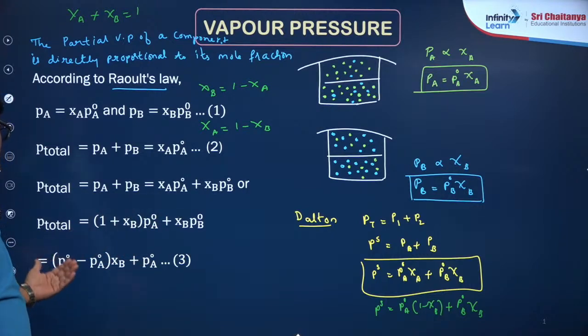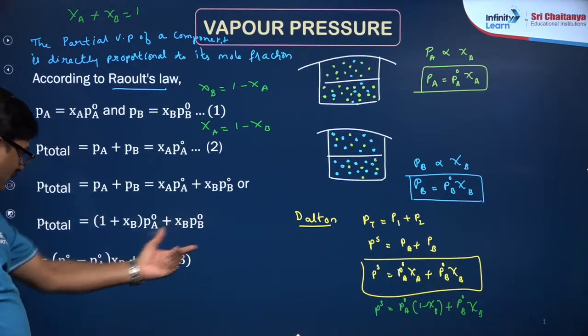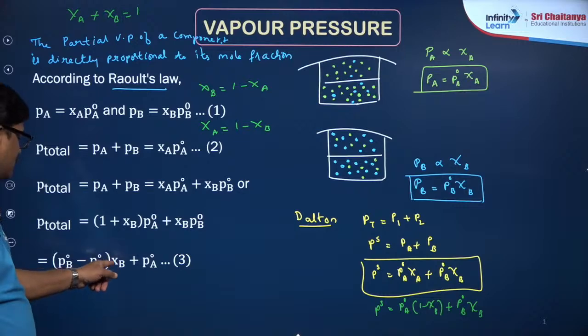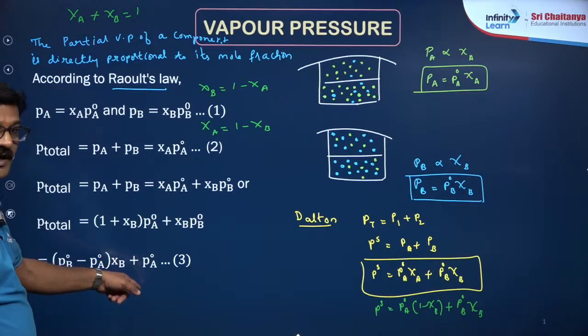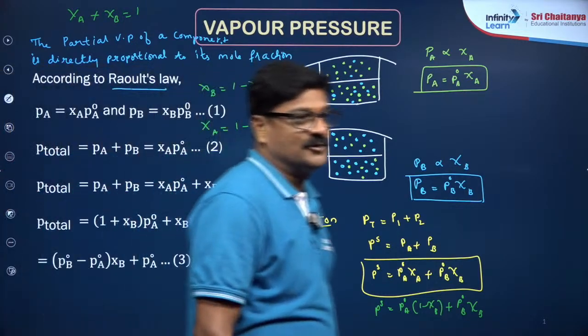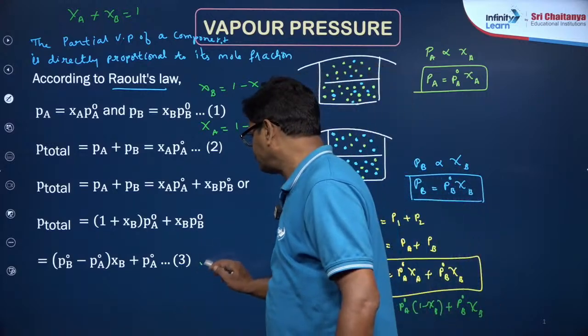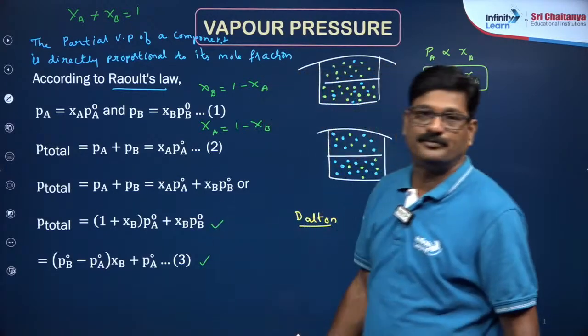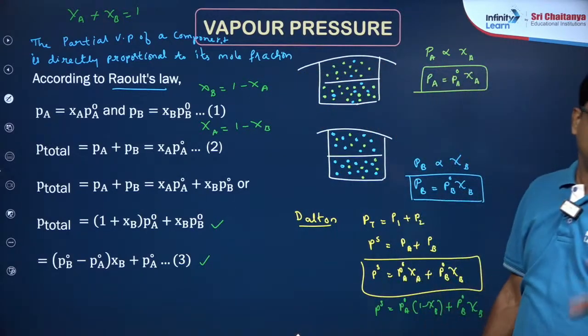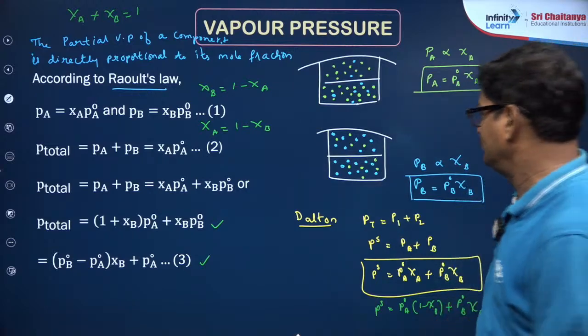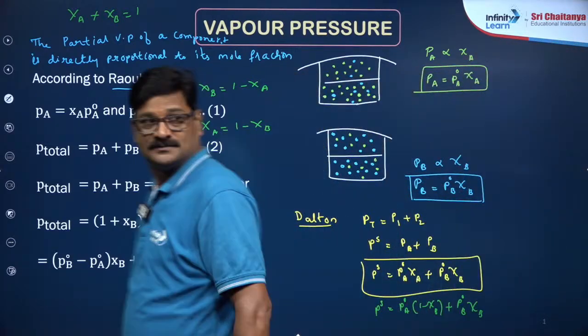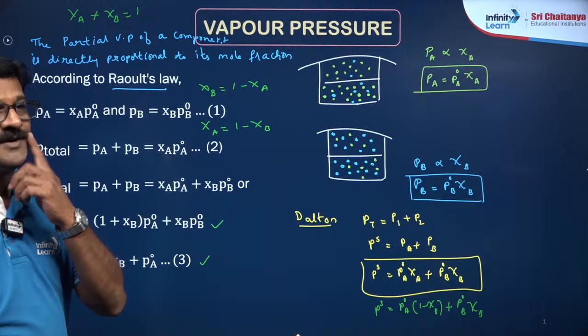So taking P naught A and P naught B common, you write mole fraction of B times (P naught B minus P naught A) plus P naught A. So this is also a useful expression. P total means the total pressure of the solution. Do you understand, son? Any doubt? Okay, Pinky?